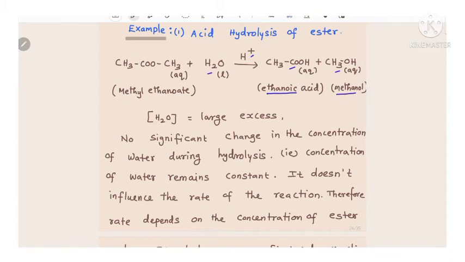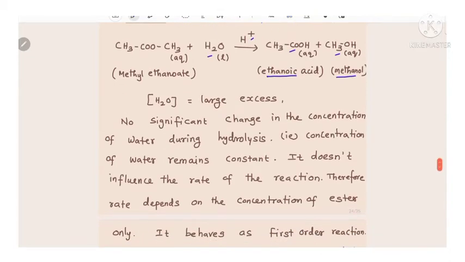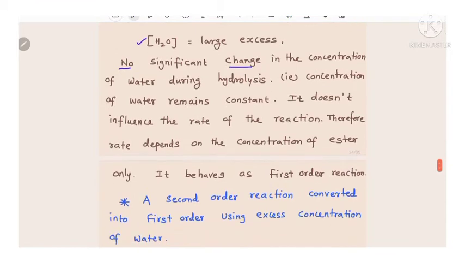Now here the reactants are ester and water, whereas H plus acid is a catalyst. The catalyst concentration does not change, so it cannot influence the rate. Now let us consider the two other reactants, one is ester, another one is water. Suppose water is taken in large excess, then there will be no considerable change in the concentration of water during hydrolysis.